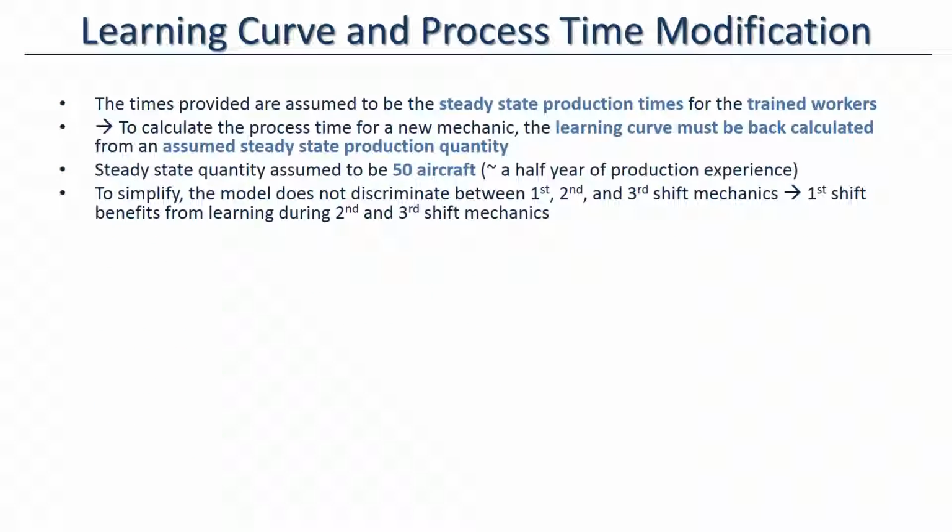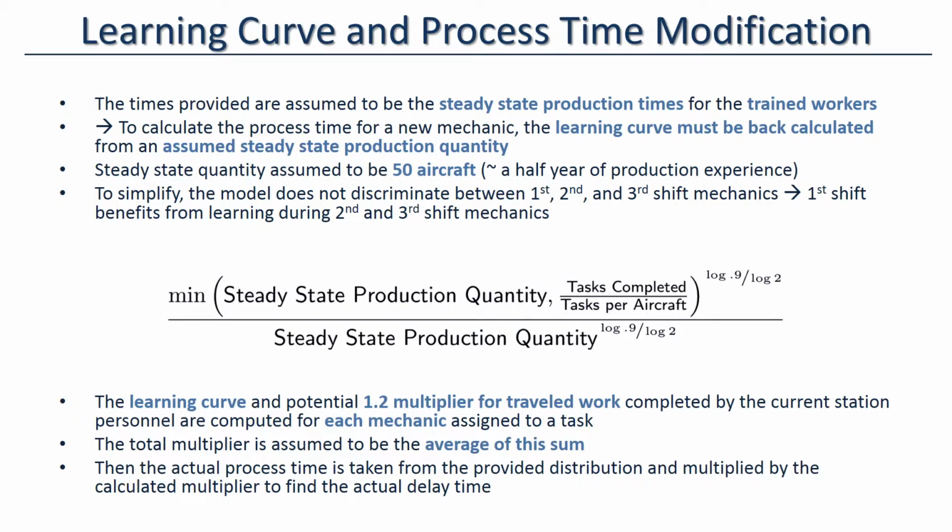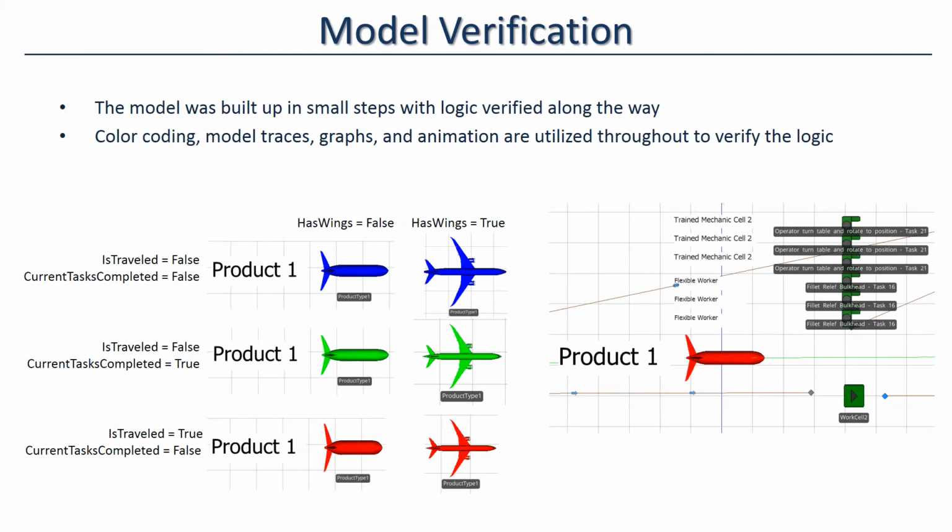And then once they come back on shift and are seized by a task, that process delay is allowed to resume. The learning curve is calculated by assuming a steady-state production quantity and back calculating a process time multiplier for any new mechanics based on this equation, which is again based on the Wright model for learning. Then to calculate an overall process time multiplier, we take the average of all the mechanics seized for this task, and then multiply the original baseline process time by this average.